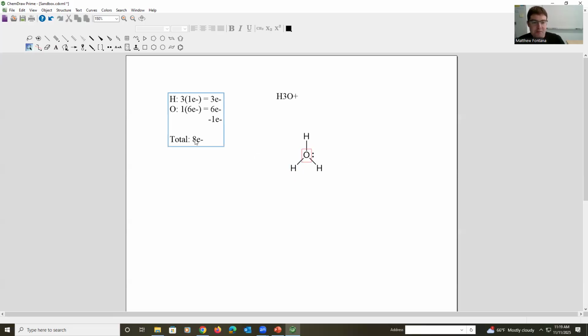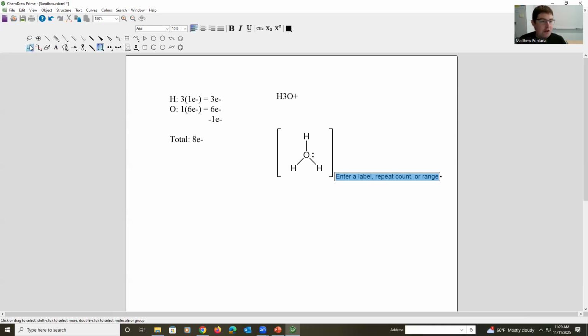Now we need to double check to make sure that we're using the same number, the eight that we have from here. And so we add up and we get two, four, six, and eight. This matches the total number of valence electrons. We are good. However, just remember we're talking about a cation, so we've got to put brackets around it. And then what you need to do is designate that you have a positive charge. And so you're going to put the positive charge over there. And then that's going to be your completed Lewis structure for the hydronium cation.